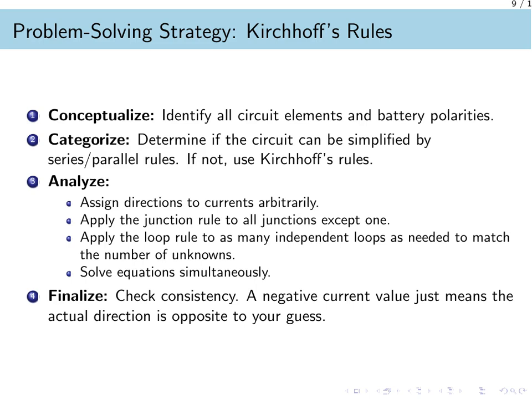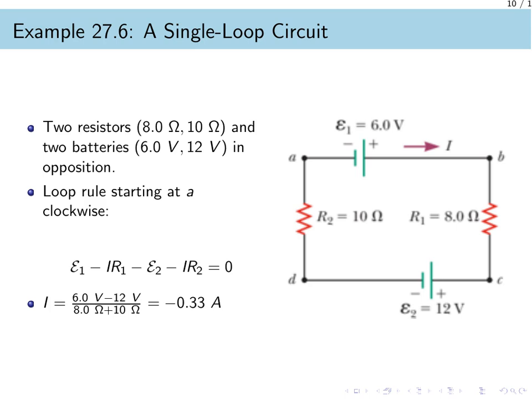Third, analyze. Start by arbitrarily assigning directions to the currents in each branch. Apply the junction rule to all junctions except one. Then apply the loop rule to independent loops until you have enough equations to match your number of unknowns. Finally, solve the equations. If a calculated current is negative, it simply means the actual flow is opposite to your initial guess. Let us look at example 27.6.